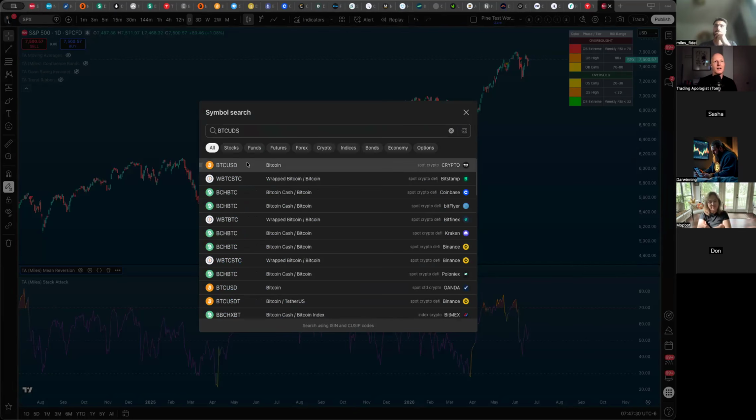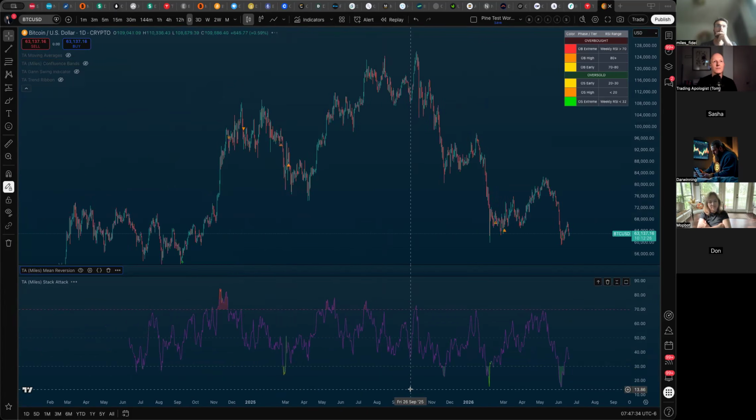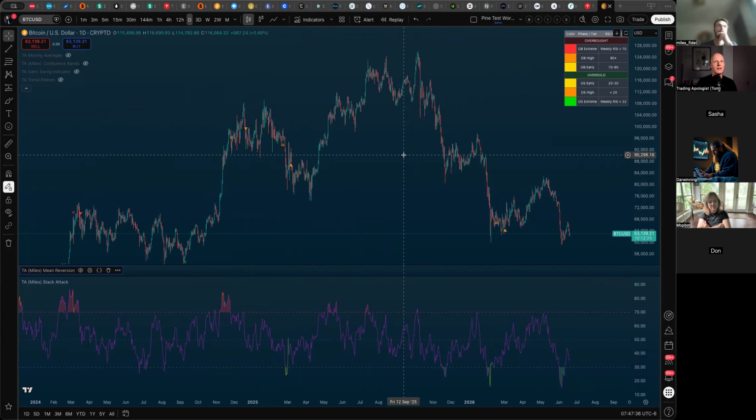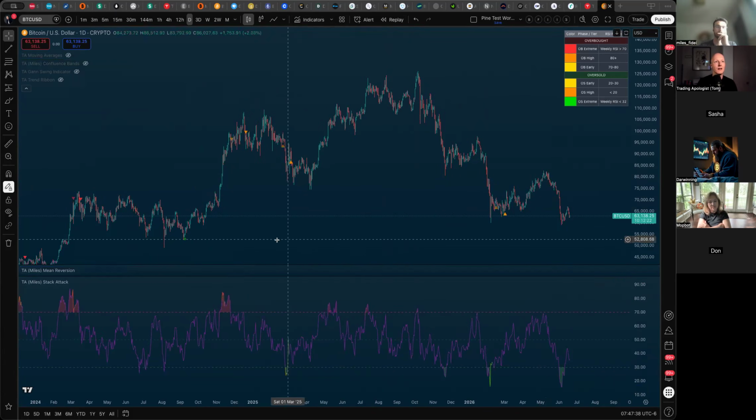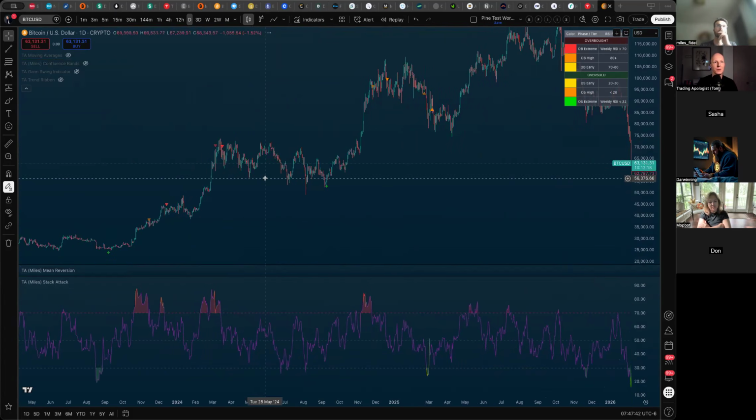Because the one thing I couldn't figure out, say on Bitcoin, was how to get this to react. And I want to go back to this period of consolidation back here in 2024, because we had an extreme run up where the weekly and everything was just overbought. And we're getting that confluence like, hey, this is at extreme levels.